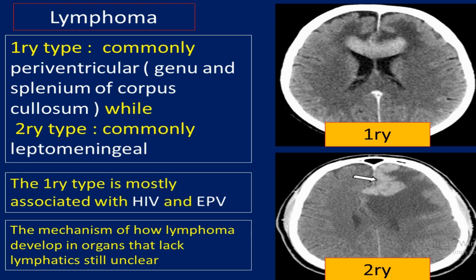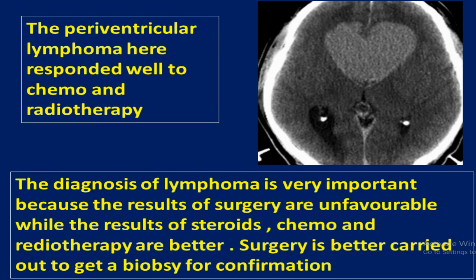The mechanism of how lymphoma develops in organs that lack lymphatics is still unclear, but the diagnosis of lymphoma is very important because the results of surgery are unfavorable. While the results of steroids, chemotherapy, and radiotherapy are better, surgery is better carried out to get a biopsy for confirmation only. In this example of CT brain, you see the lymphoma, including the genu of the corpus callosum, bilaterally.